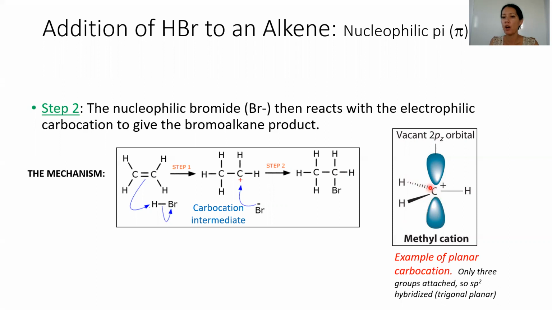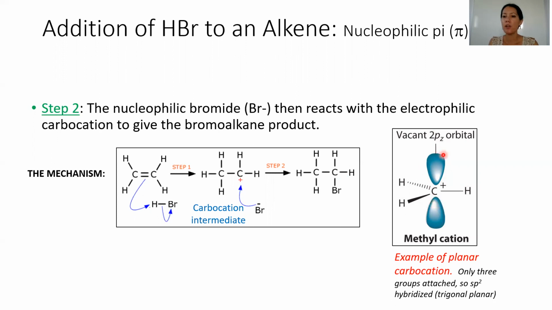But basically, your carbocation has 3 groups. Here we have 2 H's and a carbon. The simplest version is just all H's. That means it has 1 extra space open to make a bond. So we have a vacant p orbital that can receive 2 electrons.